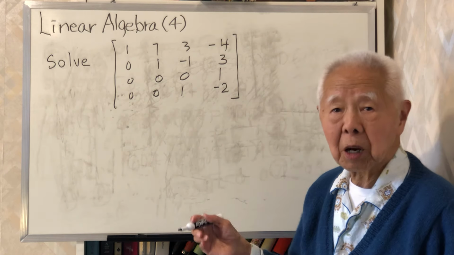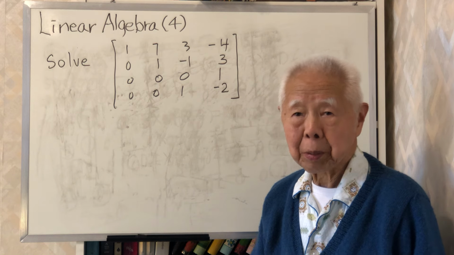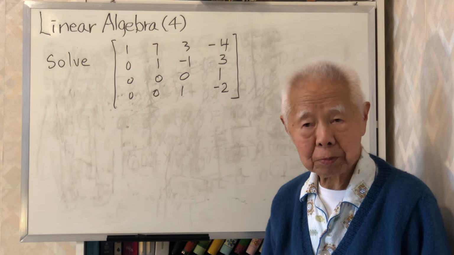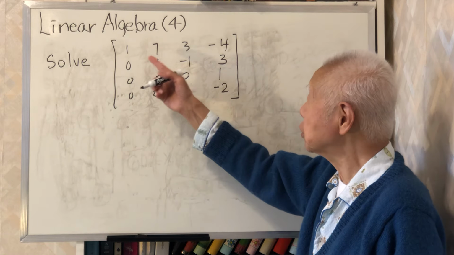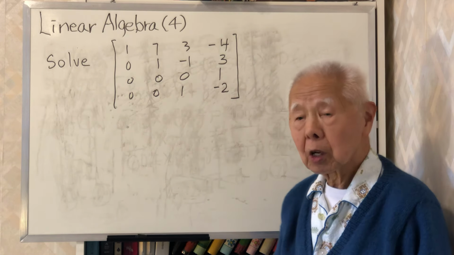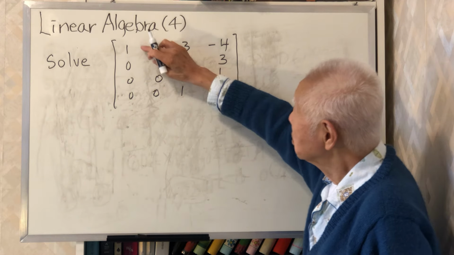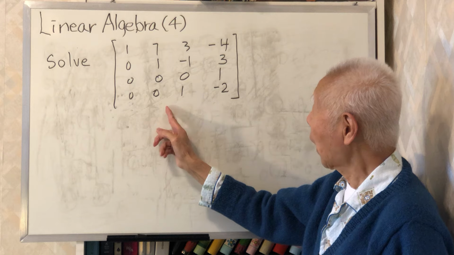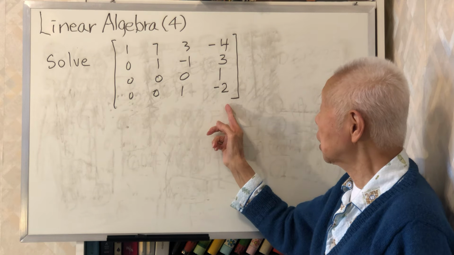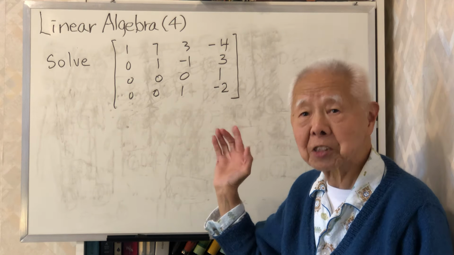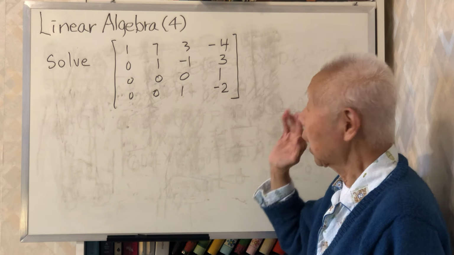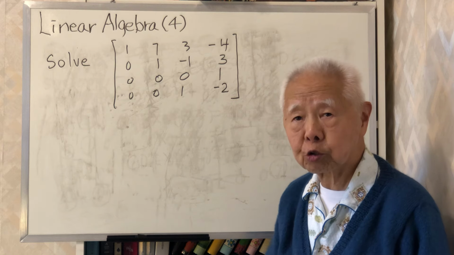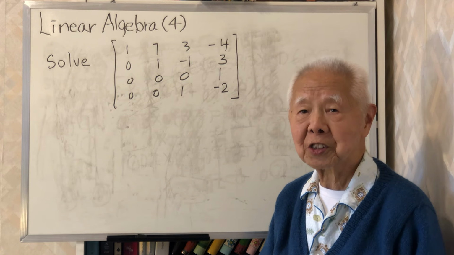I am given a matrix, but the matrix actually represents equations. So I have 3 equations, 3 unknowns. This column is x, y, z, and this is on the right-hand side of the equal sign. I have 3 equations, 3 unknowns, and I want to solve for x, y, z.